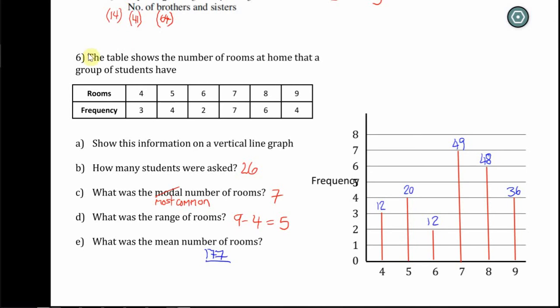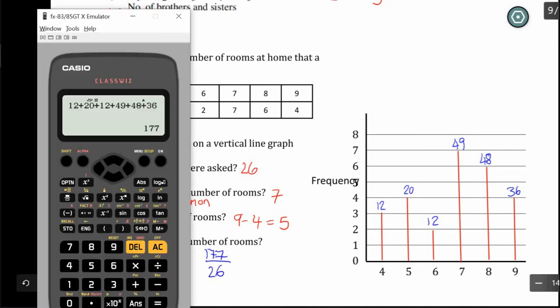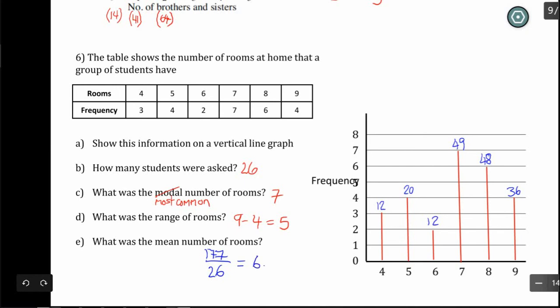And I need to divide that by the number of people, which was 26. And that gives me 6.8 to 1 decimal place, which is enough accuracy. Which seems sensible as well. It's to the higher end of the middle, which is where a lot of the data is. So yeah, that sounds about right.